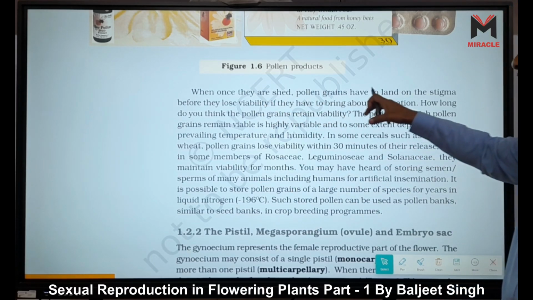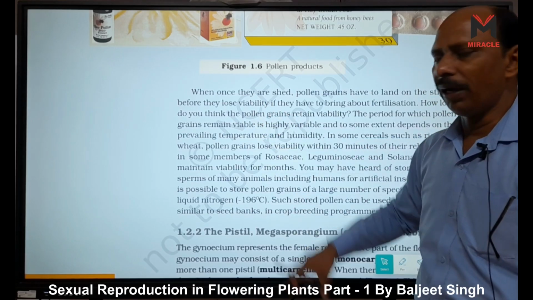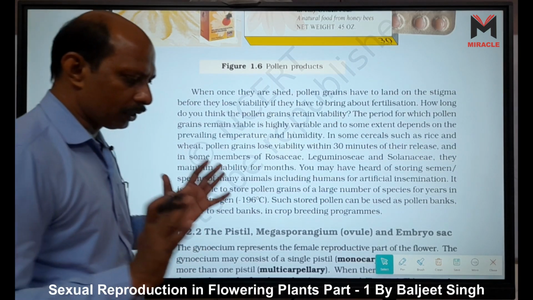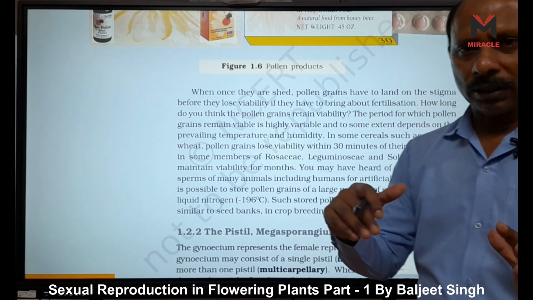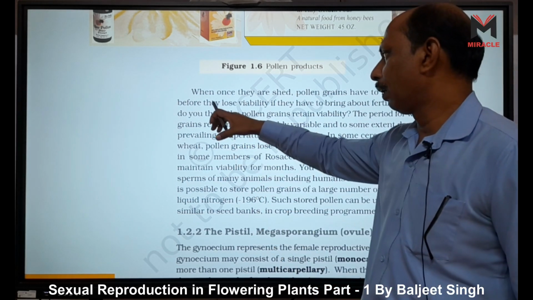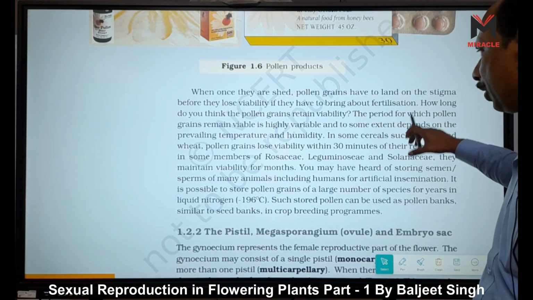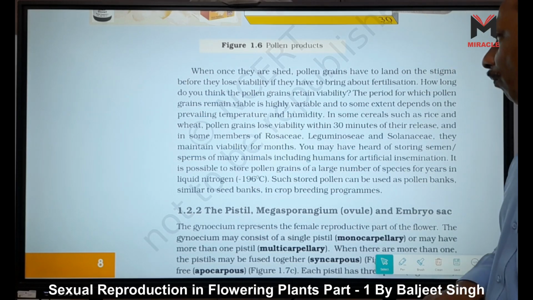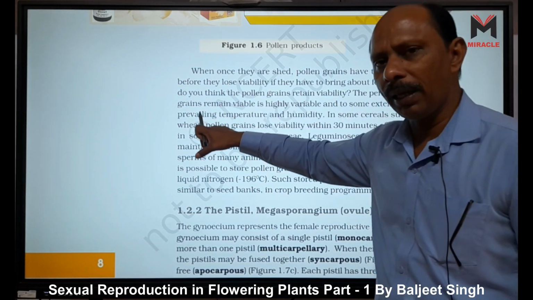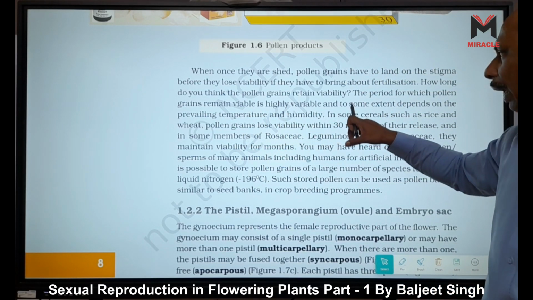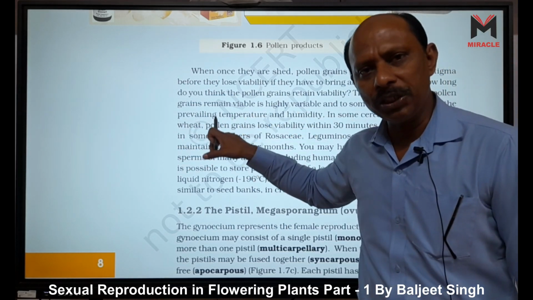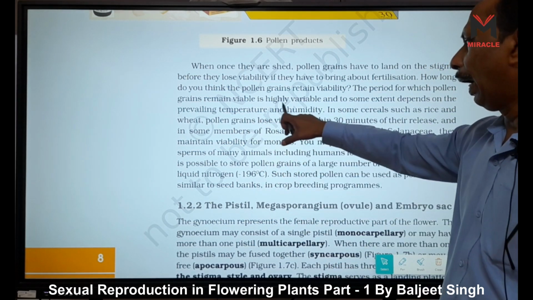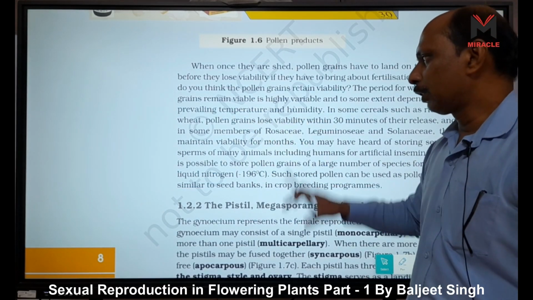Once they are shed, pollen grains have to land on the stigma before they lose viability. Viability means the period after shedding in which they are active, that is, can germinate. Before they lose viability, they have to bring about fertilization. How long do you think the pollen grain retains viability? It is different in different plants. The period for which pollen grains remain viable is highly variable, and to some extent depends on the prevailing temperature, 25 to 30 degrees centigrade, sometimes given as 20 to 30, and humidity. These two things are responsible for viability, right?